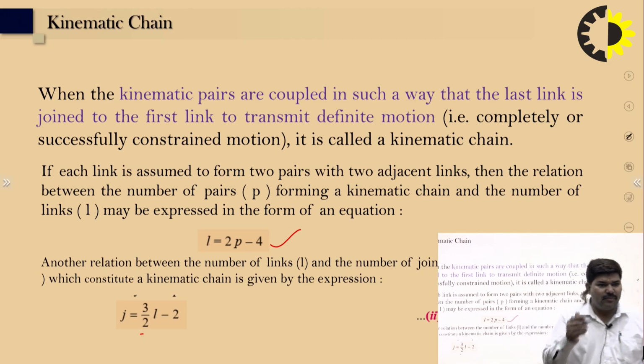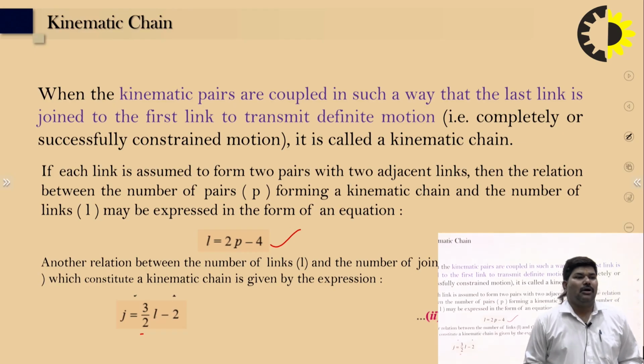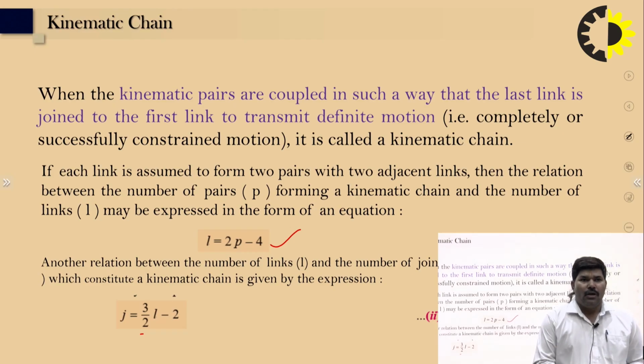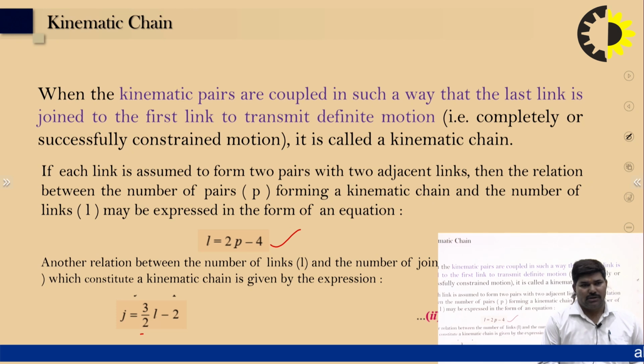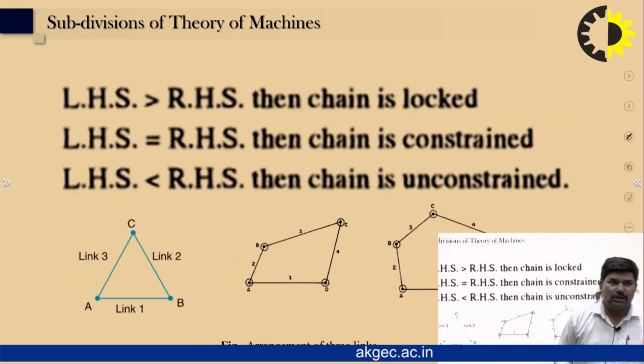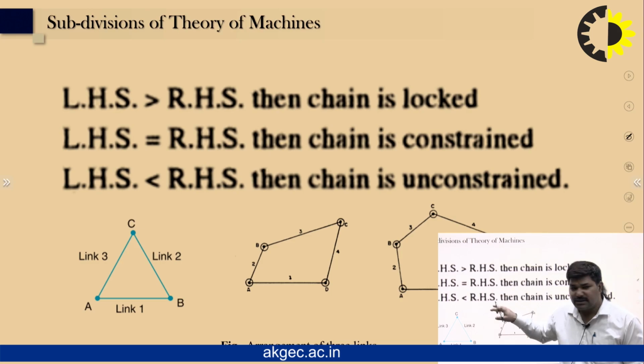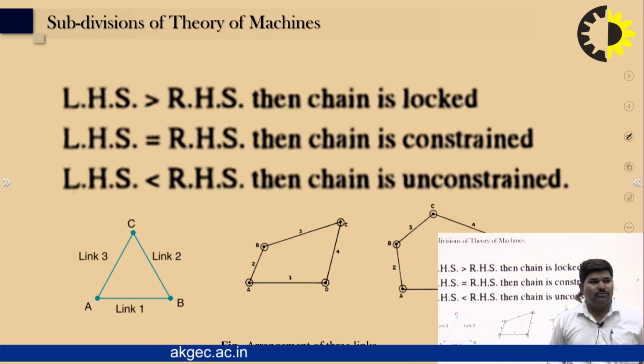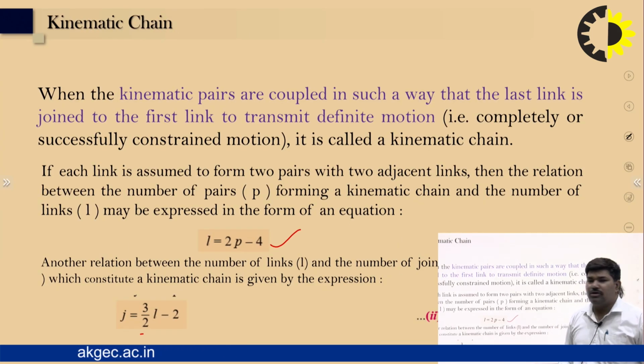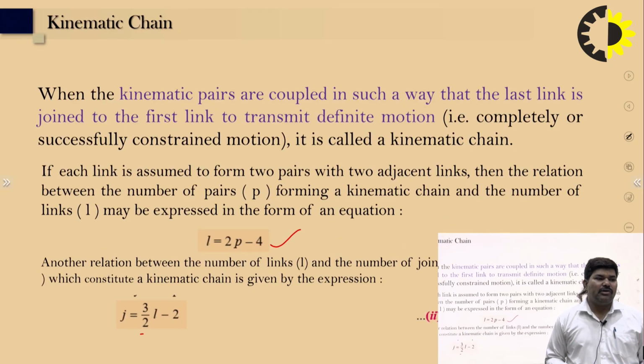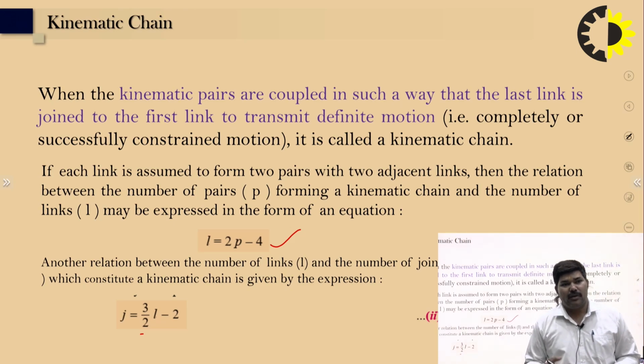On the basis of that we can find out the links and the pairs, and the joints. So on the basis of that we can find out the kinematic chain. Suppose these are the three cases. We compare the LHS with the RHS of the equation L = 2P - 4, or J = (3/2)L - 2, where J is the number of joints in terms of binary joints. I'll discuss the different types of joints also.